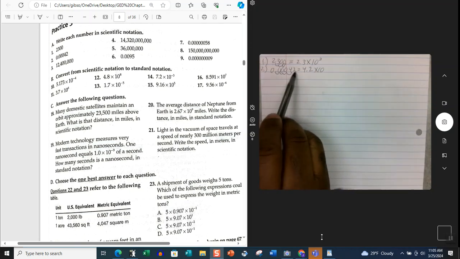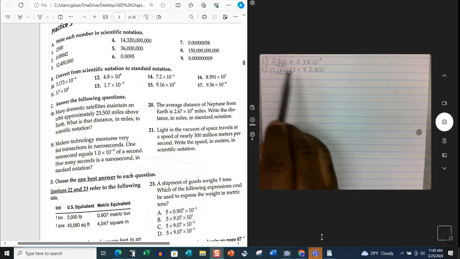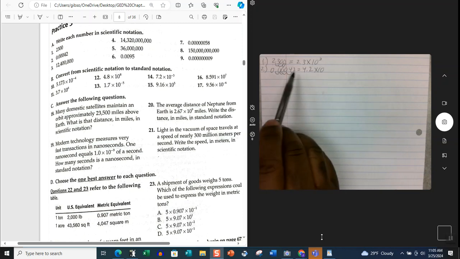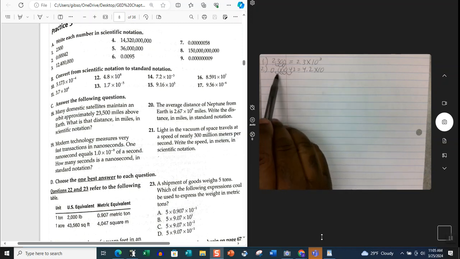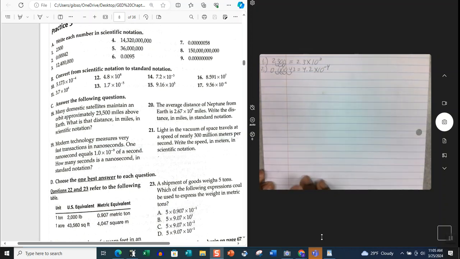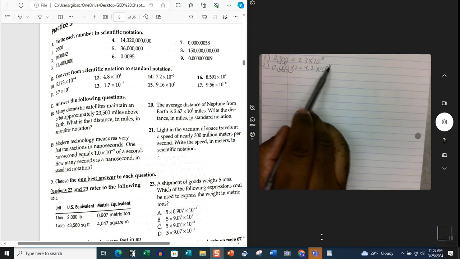Now, whenever you start off with a decimal, a number that's not a whole number, or starts off with a 0 in front of the decimal, your exponent is going to be negative. Or you could say if you move the decimal to the right, your exponent is going to be negative. It's going to be 1, 2, 3, 4. So it'll be negative 4. Now, if you notice, the amount of places you move does not change.